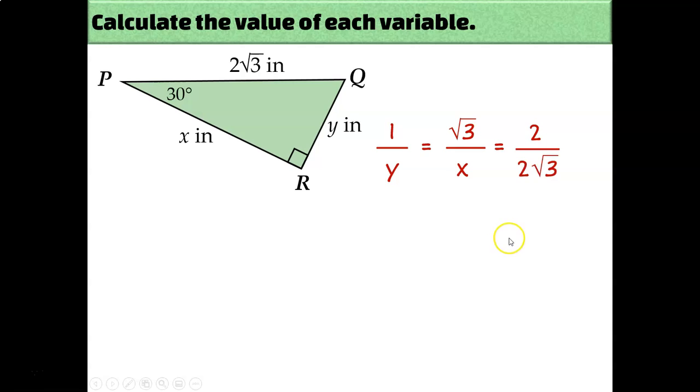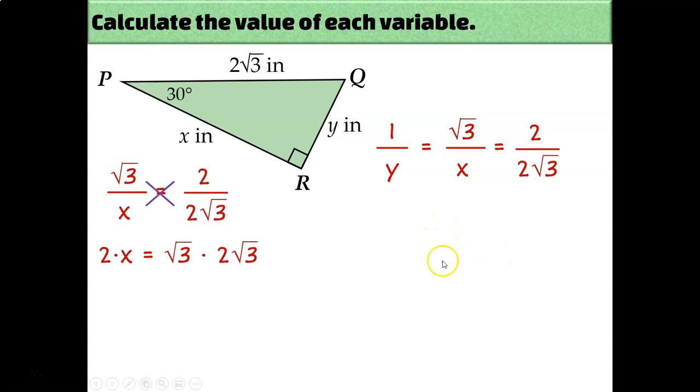So to solve for x, I'll use the ratio that has x, which is the square root of 3 over x, and the complete ratio, which is 2 over 2 root 3. So when I cross multiply and solve this time, I get 2 times x, well that's just 2x, equals the square root of 3 times 2 times the square root of 3. I notice that there's a 2 on both sides of this equation. I could divide both sides by 2 to get it to go away.